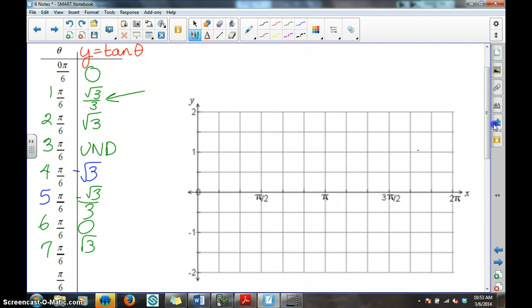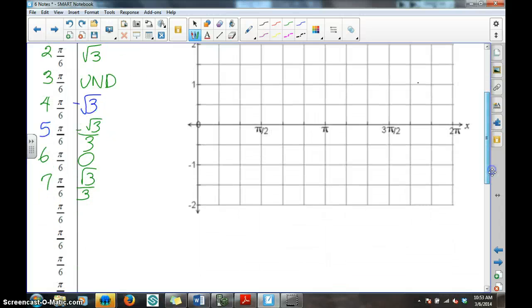Are you noticing a pattern here? Are you noticing that I'm having the same two answers in between the zeros and the undefineds? That's what makes this easy. There's really only two answers I need to know other than 0 and undefined, and that means that this one here at 8 pi over 6 is probably going to be rad 3.